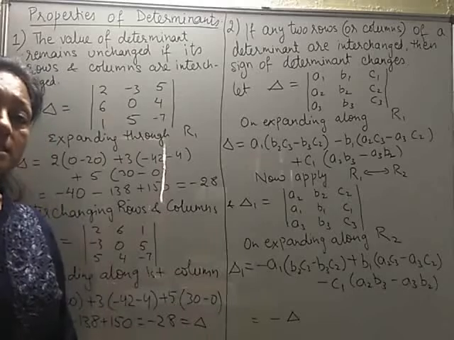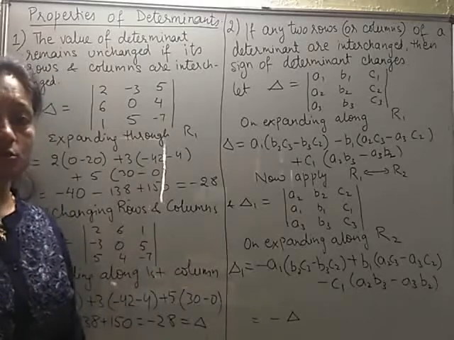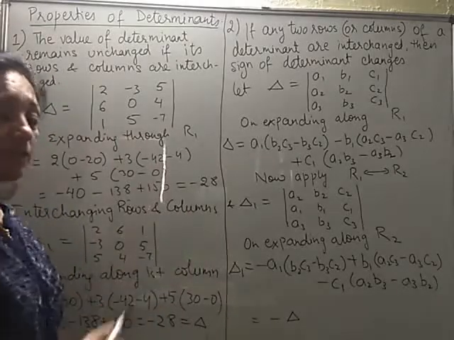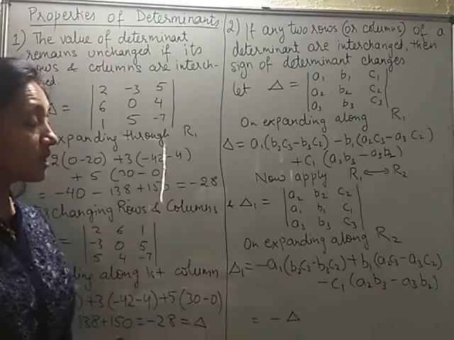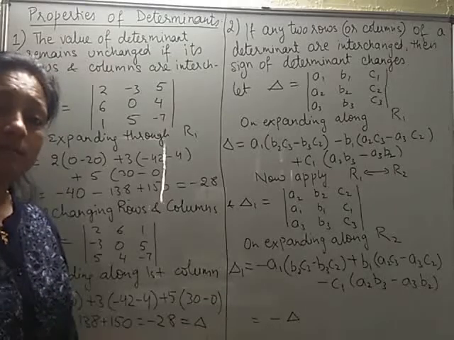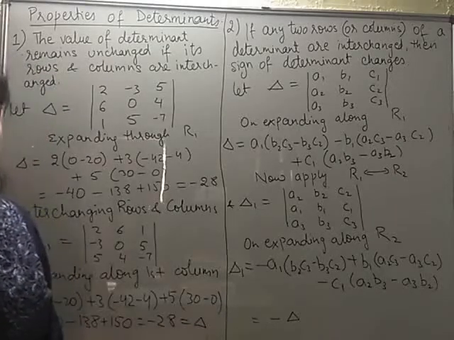So whenever you are interchanging any 2 rows or any 2 columns, keep in mind you need to change the value of the determinant by a negative sign. It will differ by a negative sign.